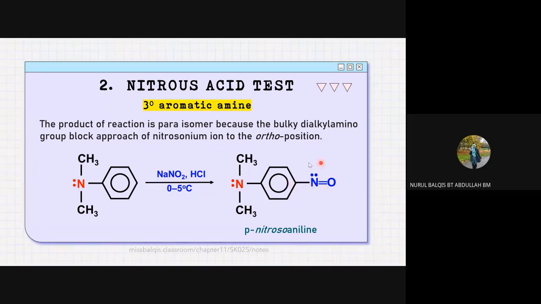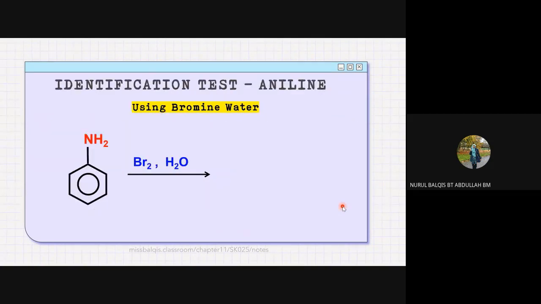Dia akan masuk dekat para positions. Hydrogen tadi dia tak ambil, dia hanya ambil nitroso sahaja. Okay. Yeah, so dah dua dah reactions together with the test. Okay, next one, you have identification test of aniline.